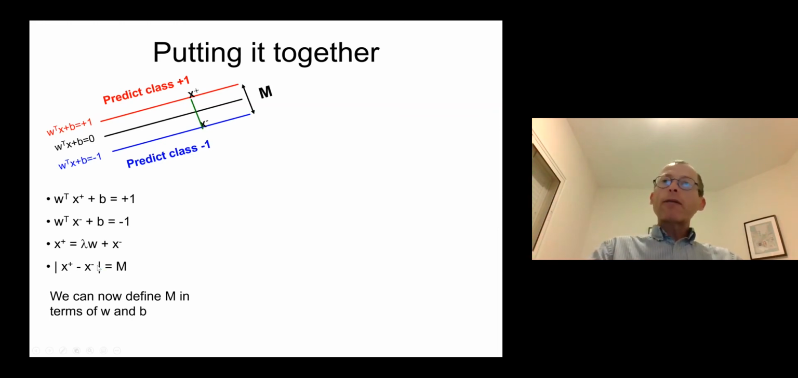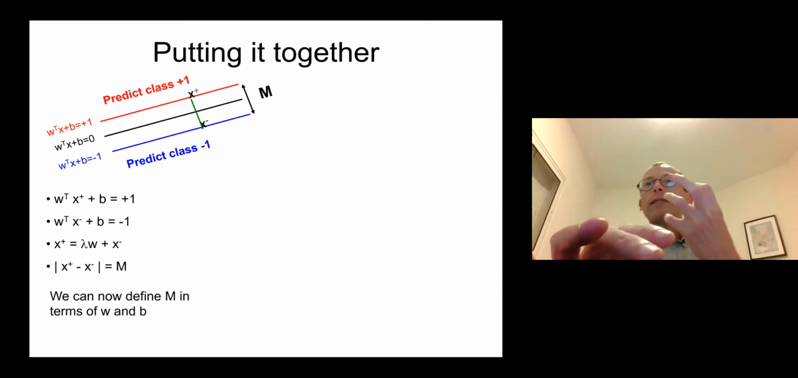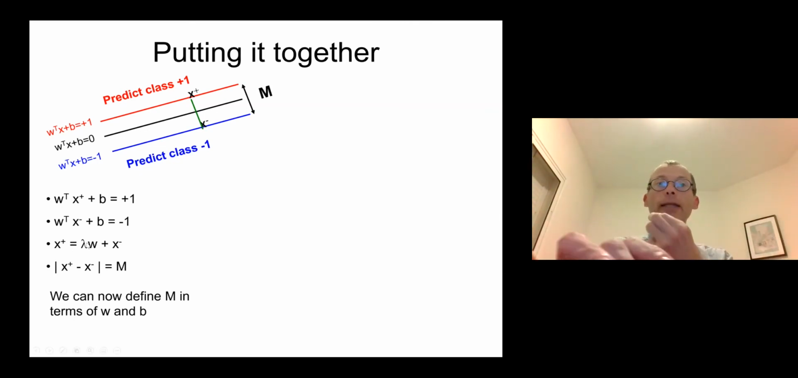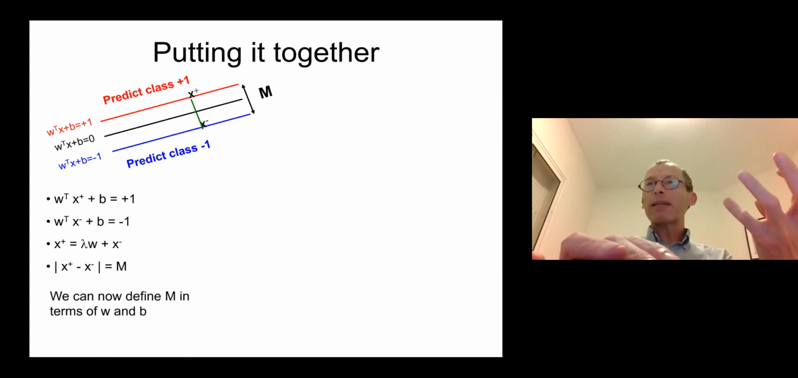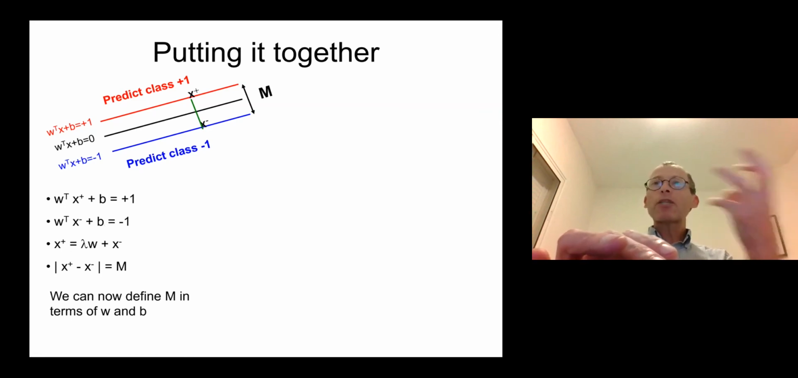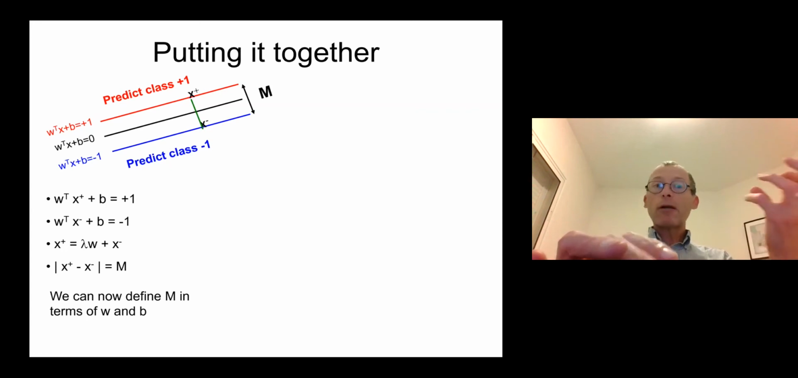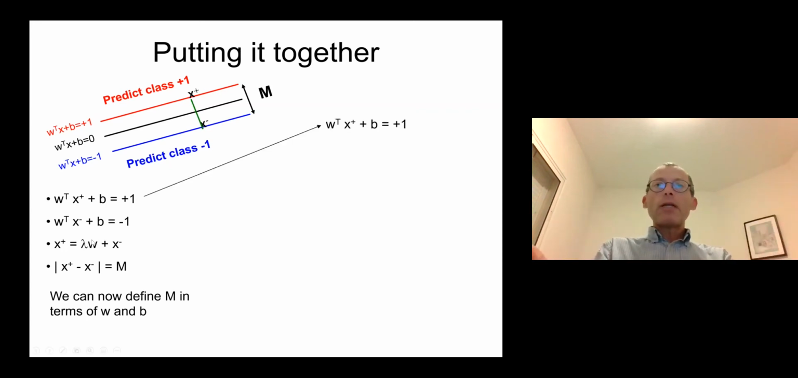Okay, so now we can do some algebra and try to see if we can... the goal really of this exercise is to define M in terms of W and B, right? That's the goal, because W are the parameters. We want to find a way to maximize the margin by selecting a set of parameters. So how do we define it? That will be the goal. So let's start with this.